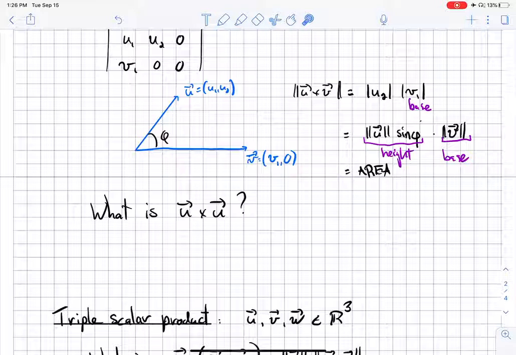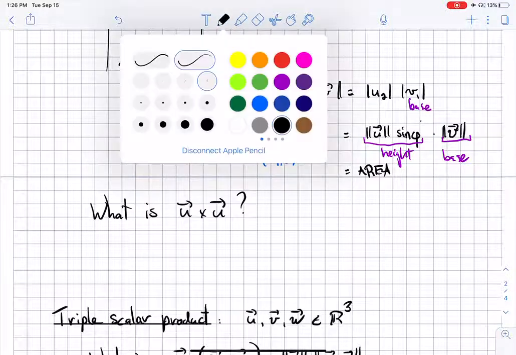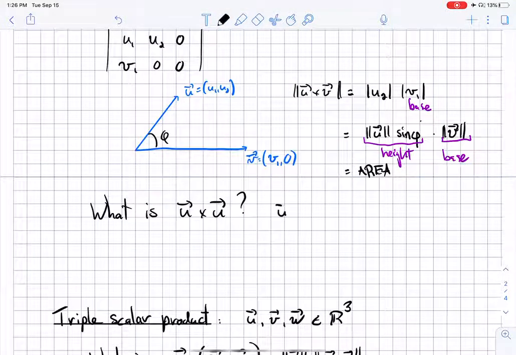Little trivia question now. What is U cross U? U dot U, remember, was the norm of U squared. Now U cross U is the area defined by these two vectors, but these two vectors are the same, so they're collinear. Same vector. And so the area defined is 0. So this is just the 0 vector.